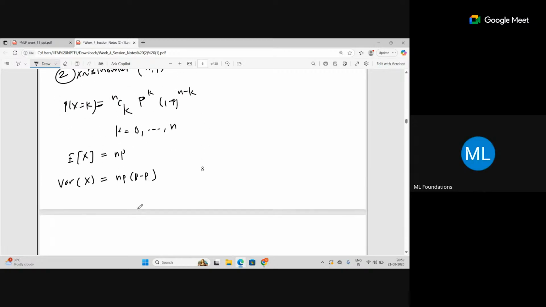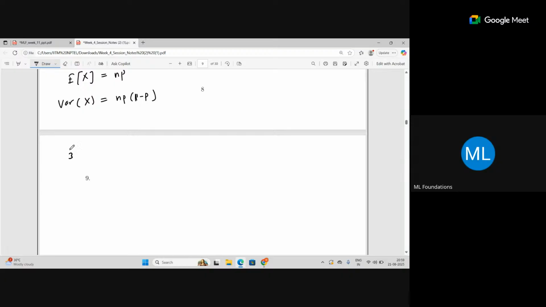Okay, I think I'll write down one more. One more very important random variable is the geometric random variable. What are the parameters of the geometric random variable? P only, one parameter. In this case, what is the probability mass function for this random variable?